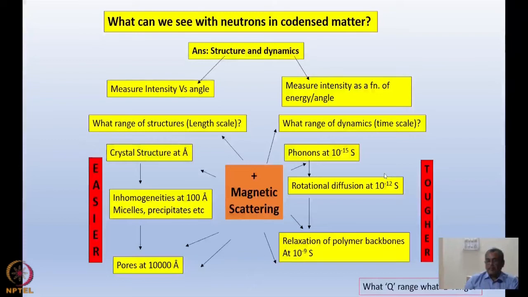Similarly, when I come to dynamics, I have talked to you about phonons, but we can also talk about magnons, which are the counterpart of phonons, where the magnetic moments precess around their mean position, and the wave of this precession is known as a magnon. Magnons are also measured using magnetic scattering. This is possibly a unique tool which can give you an idea about crystal structure in a magnetic crystal and also magnetic dynamics among all the probes.